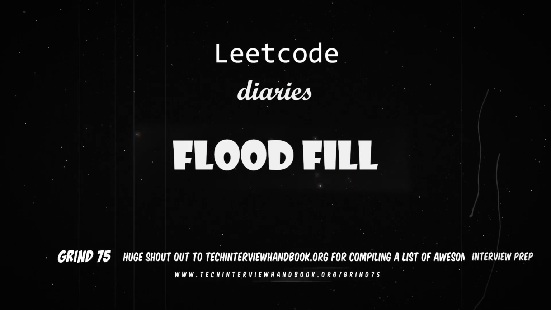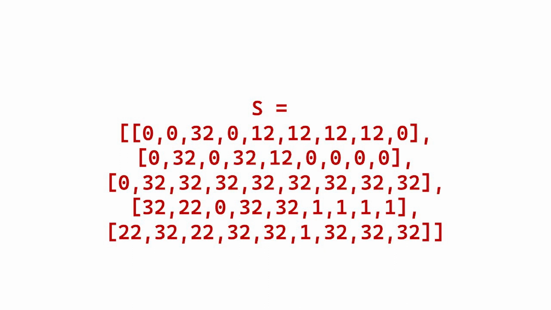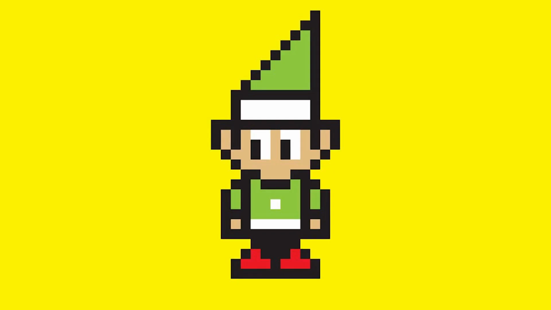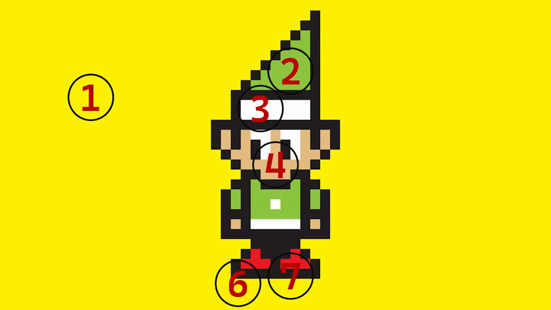Hello everyone. Today's problem is a graph problem. We are given a 2D array which forms a matrix. You can think of this array as pixelated art. So each color can be represented by a grid of numbers. We have to implement the flood fill function.